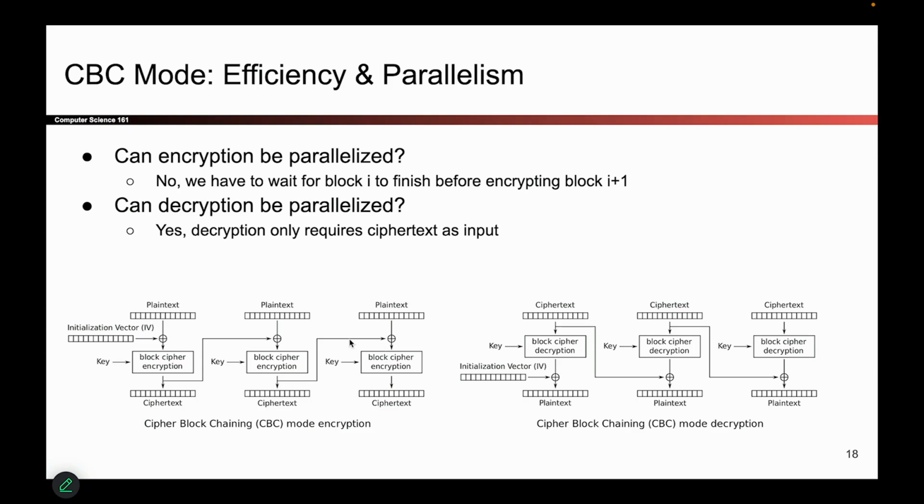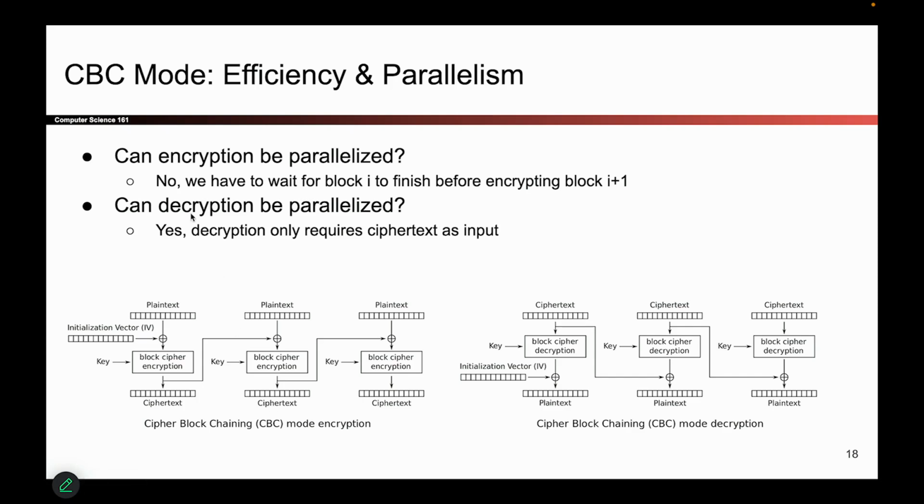Before I can encrypt, I have to XOR it with the previous ciphertext. I don't have that. I have to wait for the person before me to finish before I can encrypt my block, because I need their ciphertext output, and I don't have that to begin with. So unfortunately, encryption can't be parallelized because everyone has to wait in line for the previous block to finish before they can compute their block. So for example, block number 3 cannot run until block number 2 outputs this ciphertext. So sadly, you can't parallelize encryption. You have to wait for the previous blocks to finish.